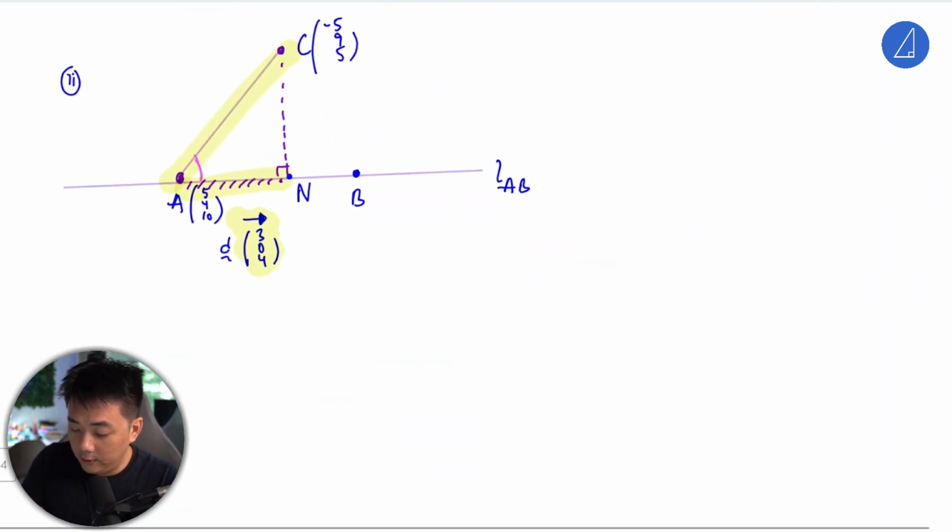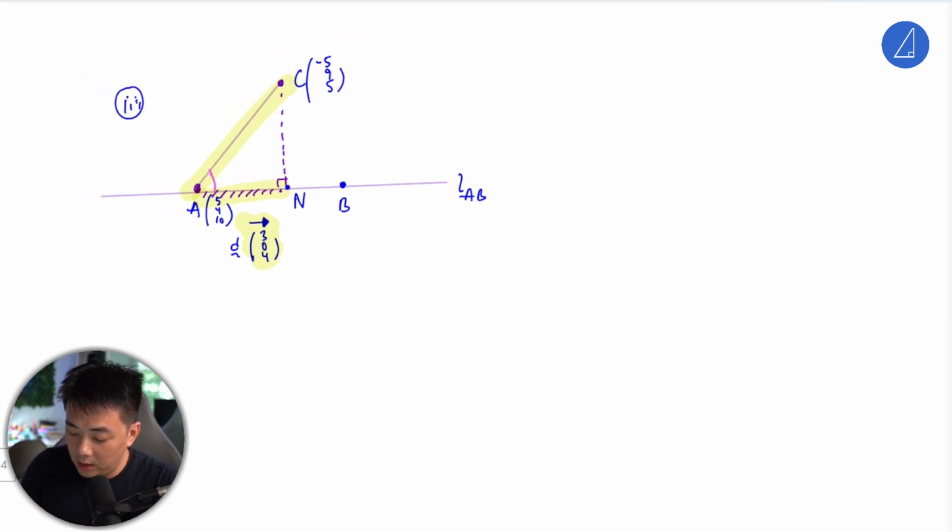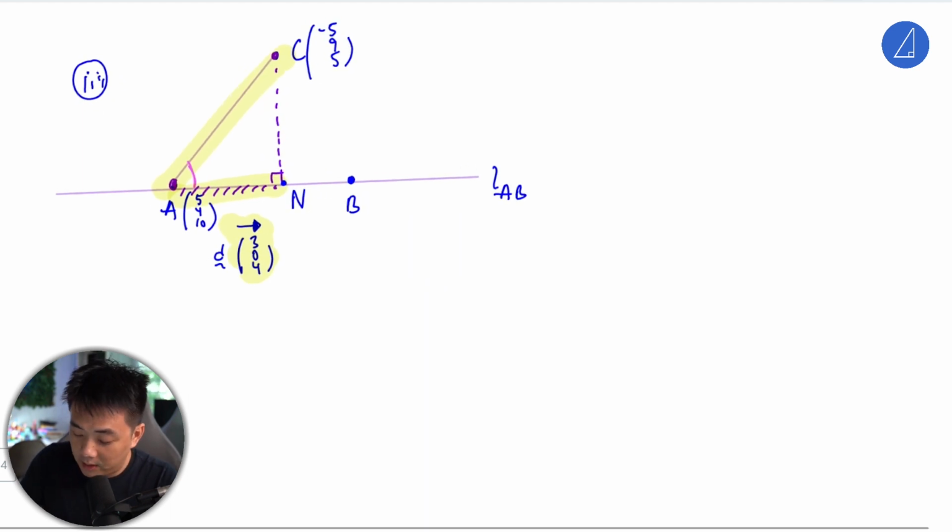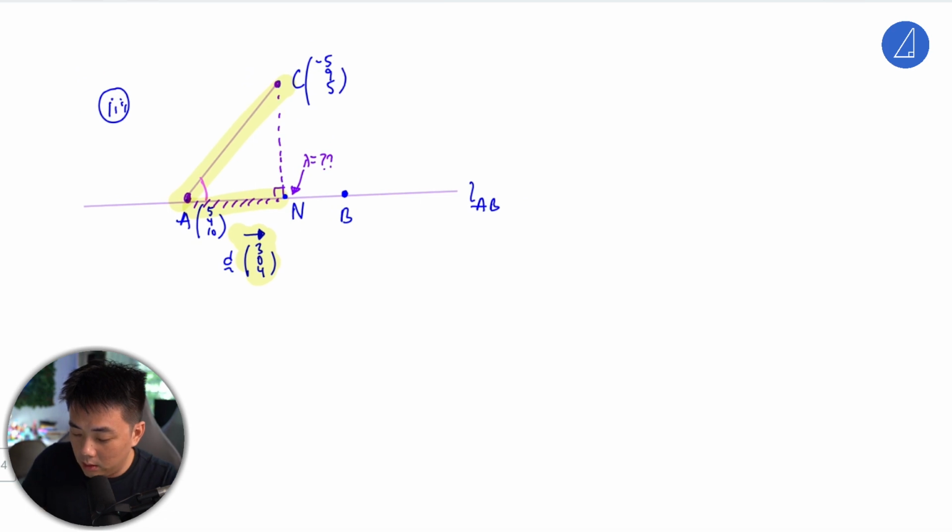So what we need to do is essentially, we know that N satisfies the line equation, and we just need to find the lambda which corresponds to N. Now lambda is actually a parameter. We know that each point on the line would have a different lambda, right? So we need to find what this lambda here is. That's the main thing.